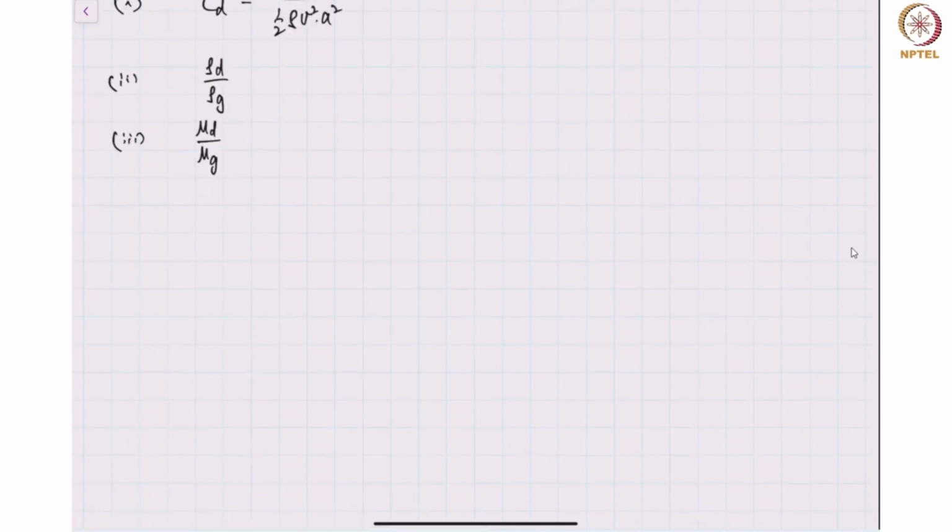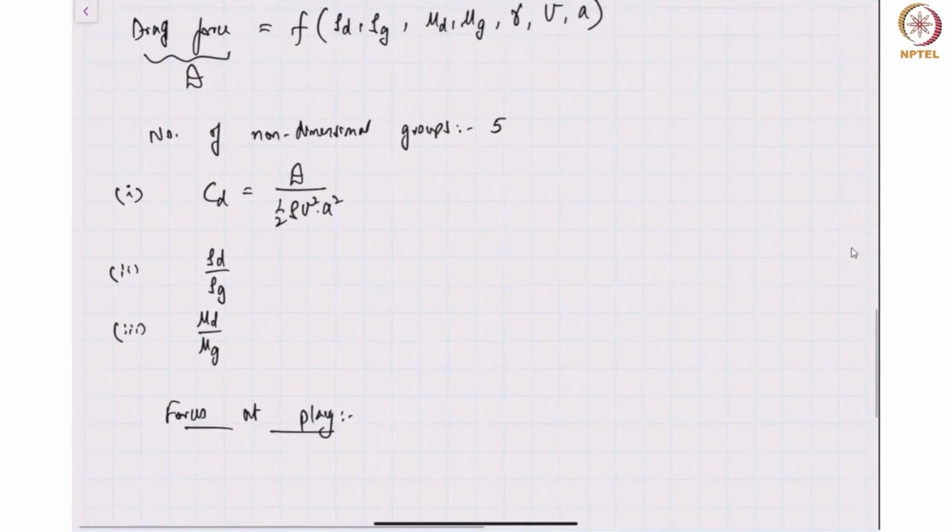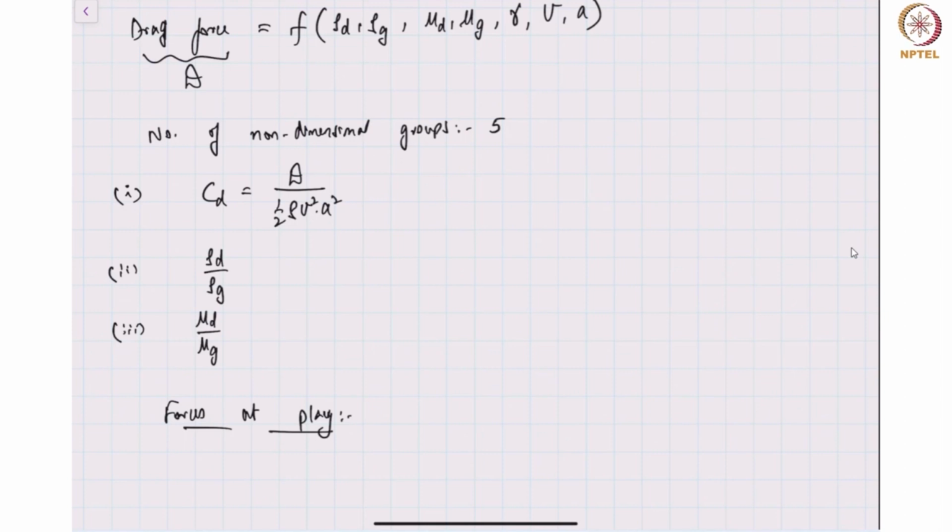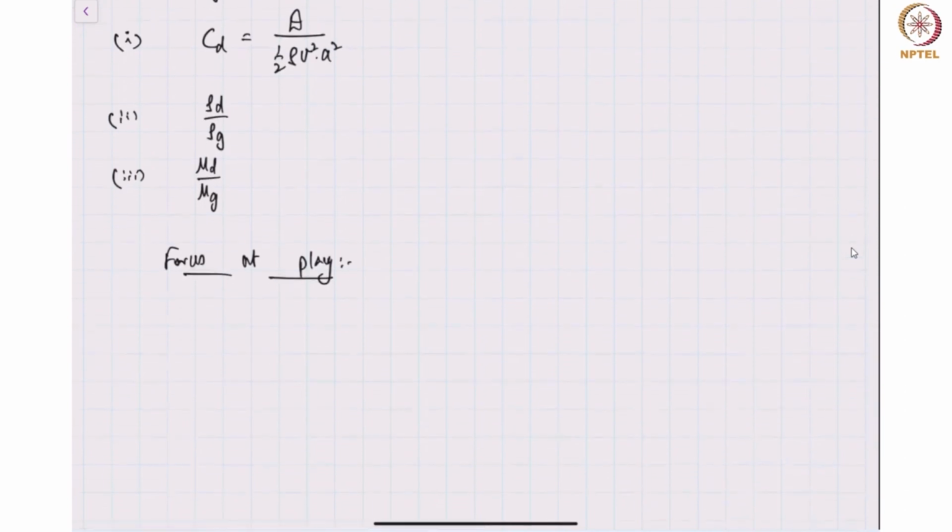Now let's look at the forces at play. We can approach this problem from the Buckingham pi theorem and determine various possible non-dimensional groups, but I want to tell you a more intuitive way of guessing the correct non-dimensional numbers. So the first one, what are the forces at play? We have inertia, we have viscous forces, we have surface tension, and it's also possible that we have gravity.